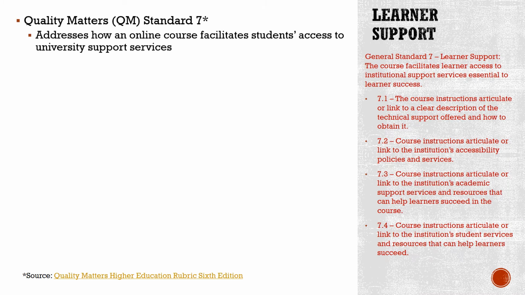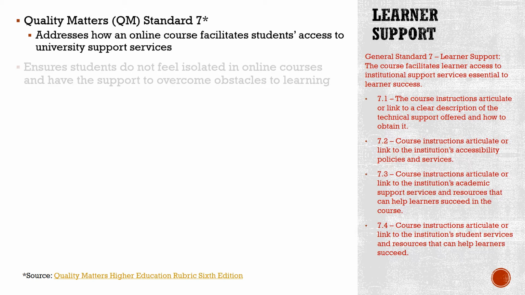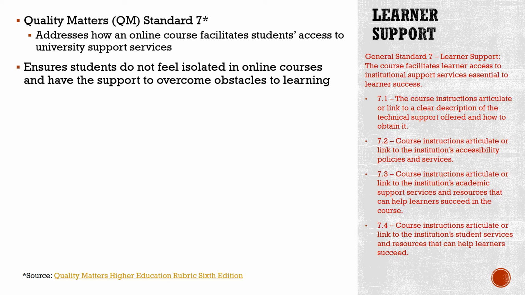The standards for learner support come from the Quality Matters Higher Education Rubric 6th edition. It is the seventh of 8 standards whose purpose is to help you create an online learning environment that will support your students' success. You can see the language of General Standard 7 along with the 4 specific review standards that supplement the general standard. The Learner Support Standard helps ensure that your students do not become isolated in your online course and have the information needed to seek out the support that can help them overcome obstacles they encounter on their education journey.